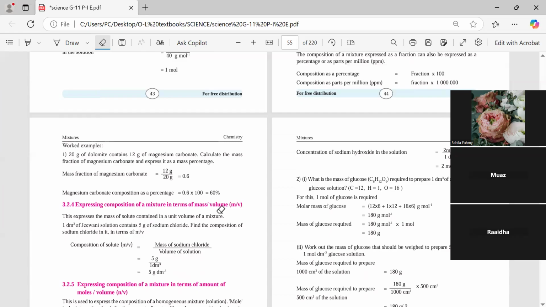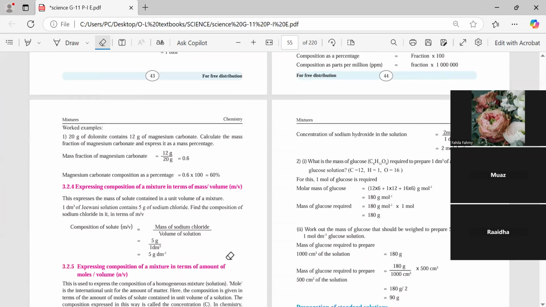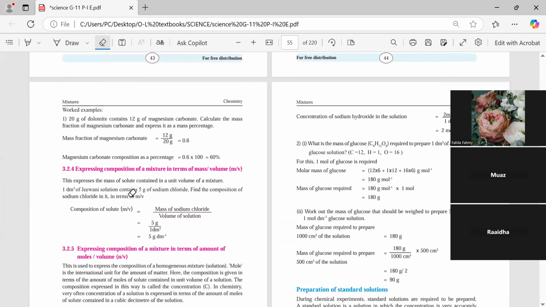Mass per volume. How much mass is in a particular volume, right? That is again easy. All you have to do is divide the mass given by the volume of that particular solution.